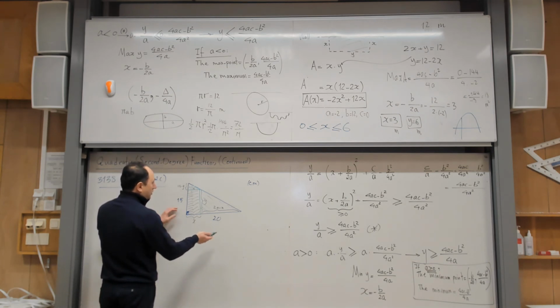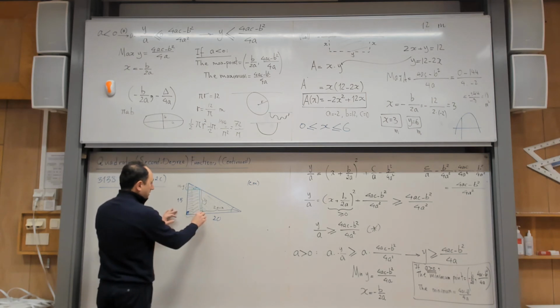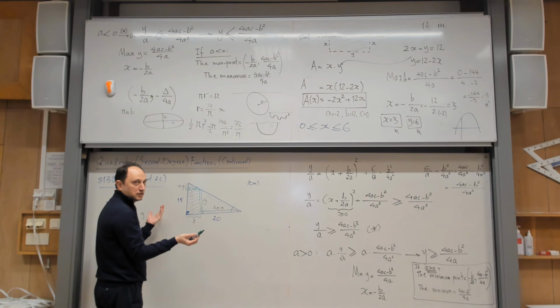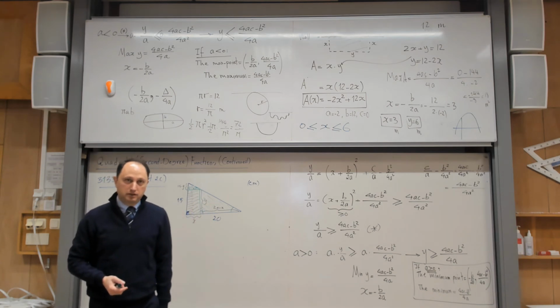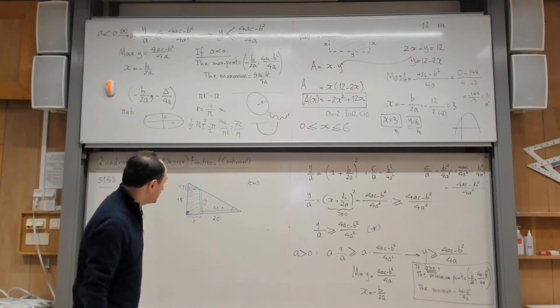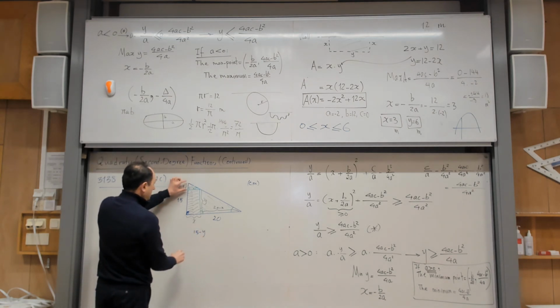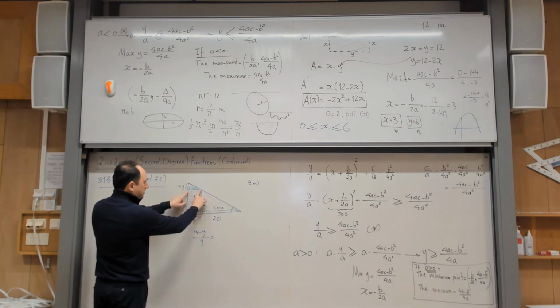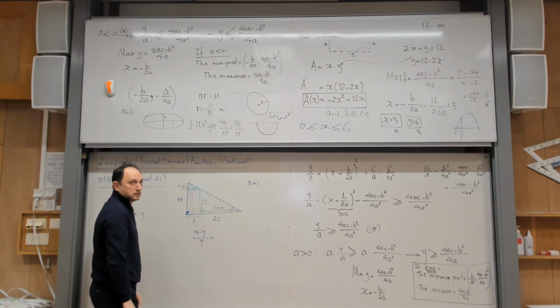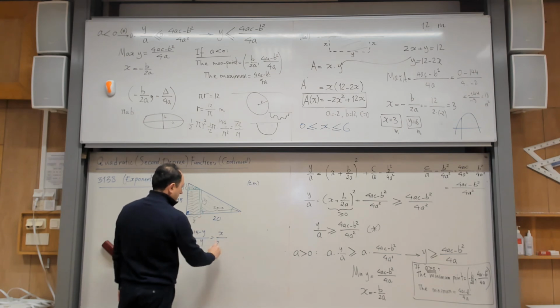I think it is not hard to convince yourself this angle and that angle are the same. And this angle is 90, this angle is also 90. So two angles of one of them are equal to two angles of the other one. So these two triangles are similar. If they are similar, what can I write? I can write 15 minus y divided by y is equal to this length divided by this length. This length is x. This length is 20 minus x.